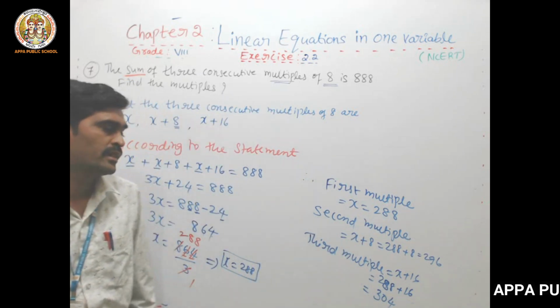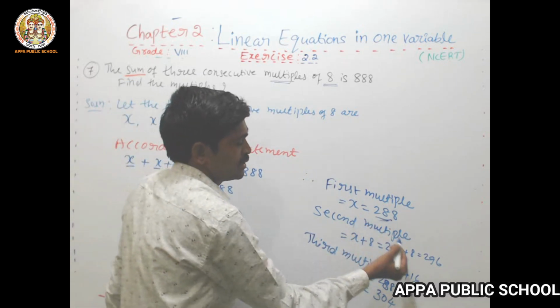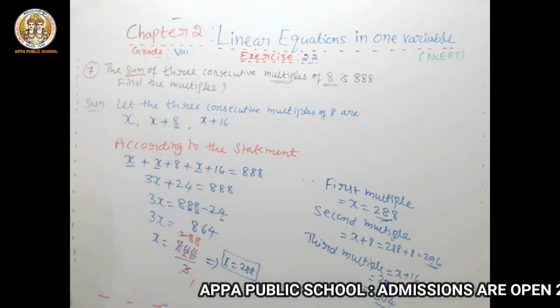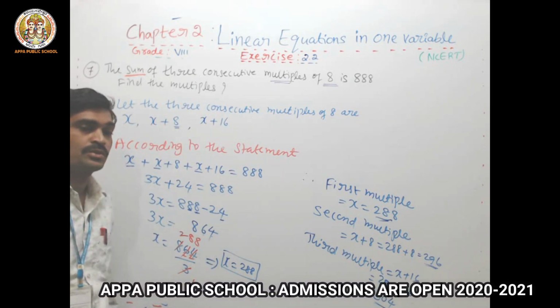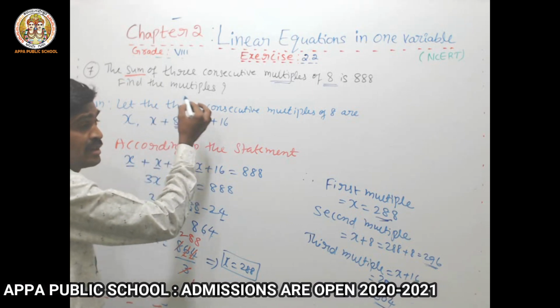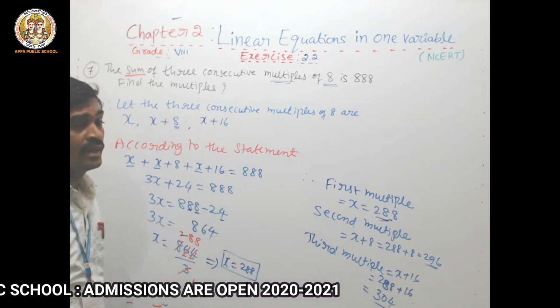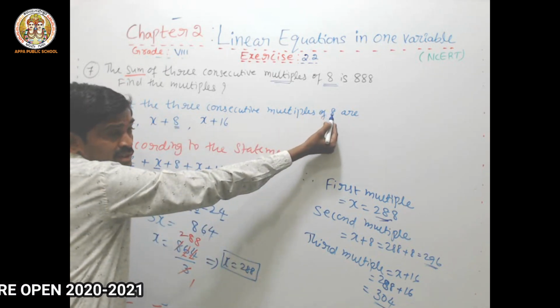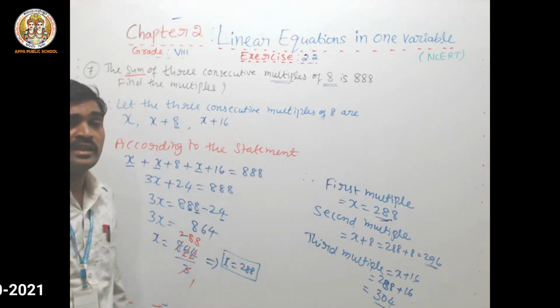Understood, my dear students? Here we get 288, 296, again 304. This is much easier. You can apply this method also. Instead of multiplying 8 of x plus 1, you can go for this one. And why are we adding here? Because they told multiples. 8 and 16 are multiples of 8, so we are taking 8 and 16.